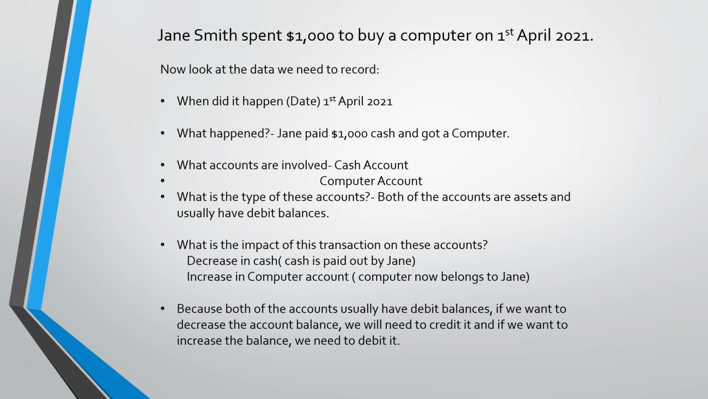Now one account is decreased. The cash account is decreased because she actually paid the cash, and one account is increased. The computer account: she did not have any computer, but now she has bought the computer, so the balance of that computer account is increased. From there, you can identify that the computer account is going to be a debit in the journal entry. And because cash is decreased, it's a credit in the journal entry.